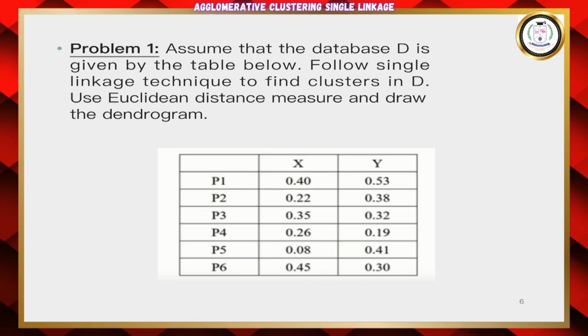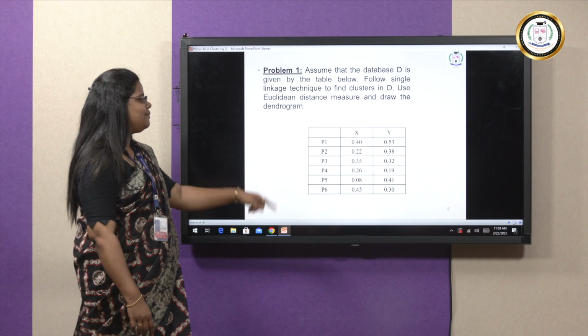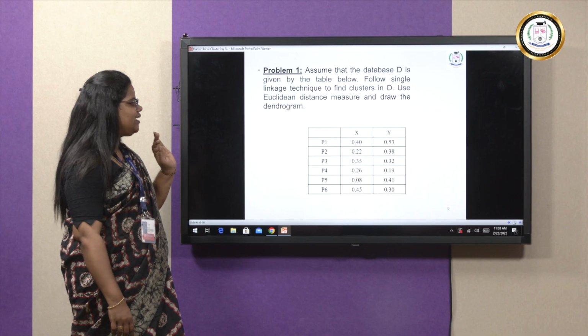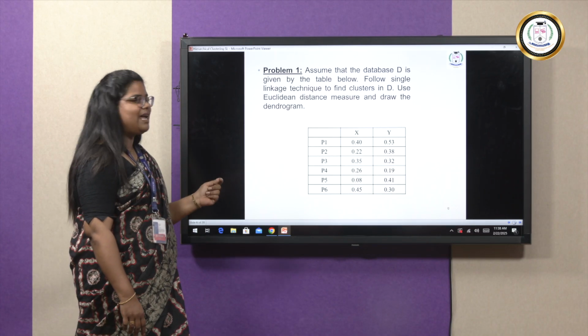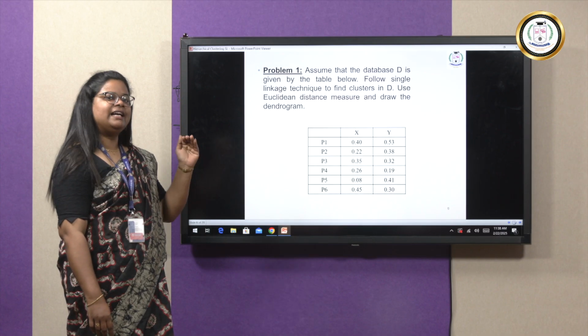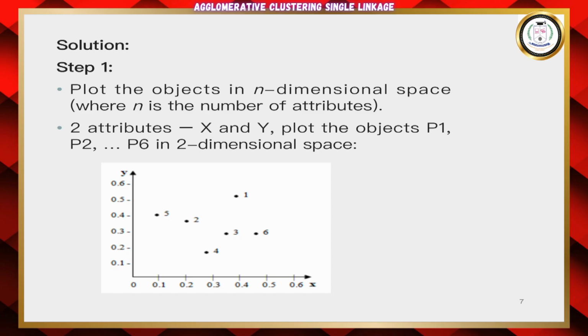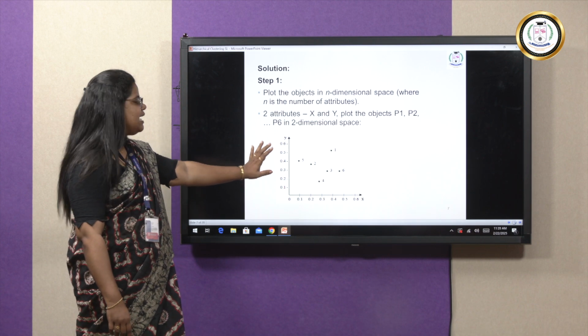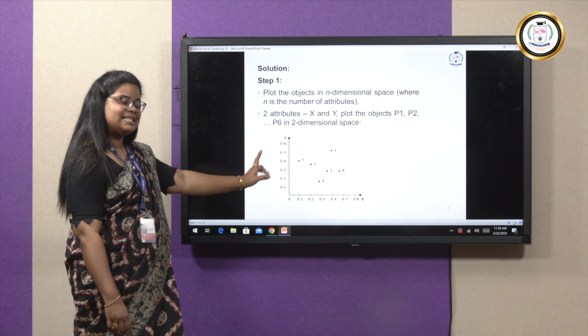So this is the problem. Consider this data set, in which we have 6 data items, and each data item has 2 variables, x and y, with the values of x and y given. Our task is to find out which data items have more similarity between each other, and to make a dendrogram for this given data set. First step, we have to plot each and every data point. Here we can see 1, 2, 3, 4, 5, 6. All the data items in the data set are plotted as a graph using their x and y values.